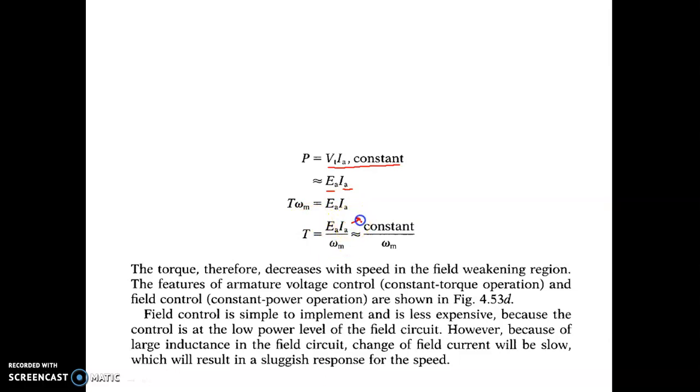If this part is constant, then the torque and speed relation is inversely proportional. Torque and speed are inversely proportional. This part is constant. It means if speed increases, torque has to decrease to make this power constant. If speed increases, torque has to decrease to make this product constant. The torque therefore decreases with speed in the field weakening region.